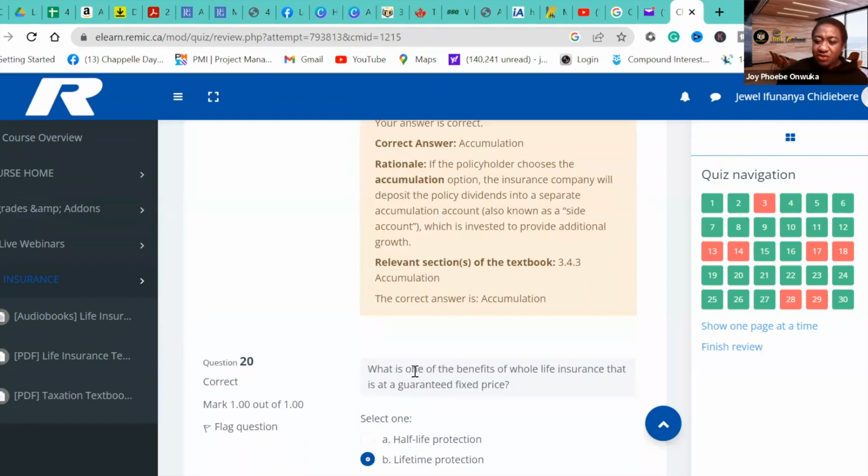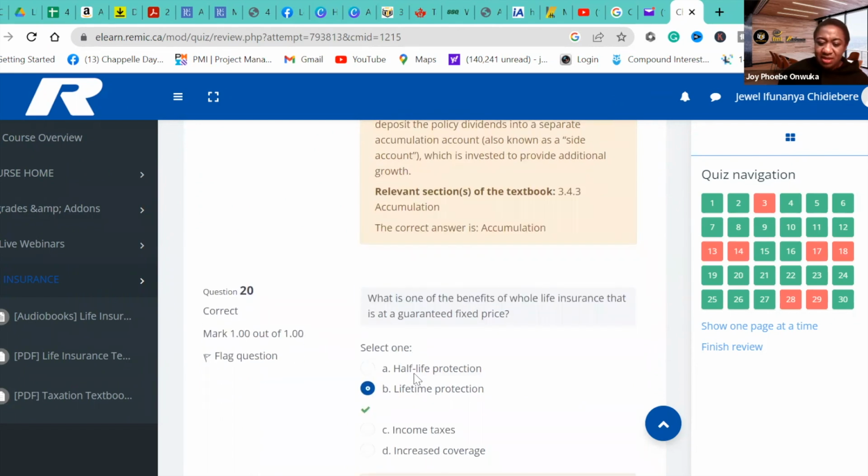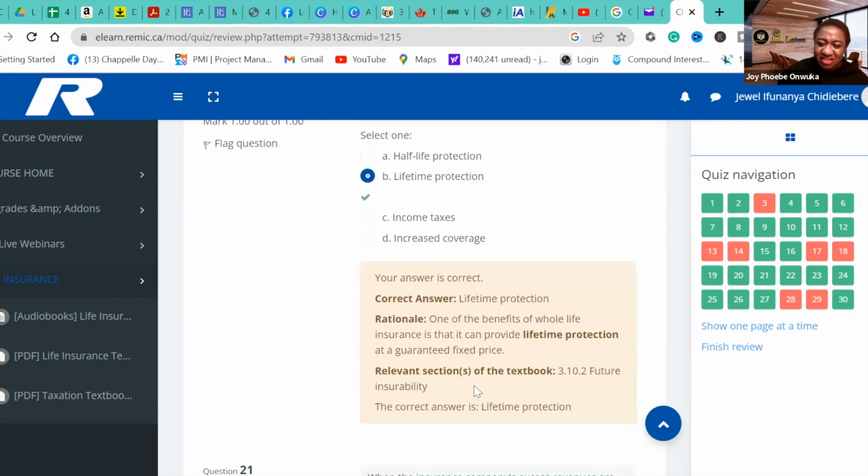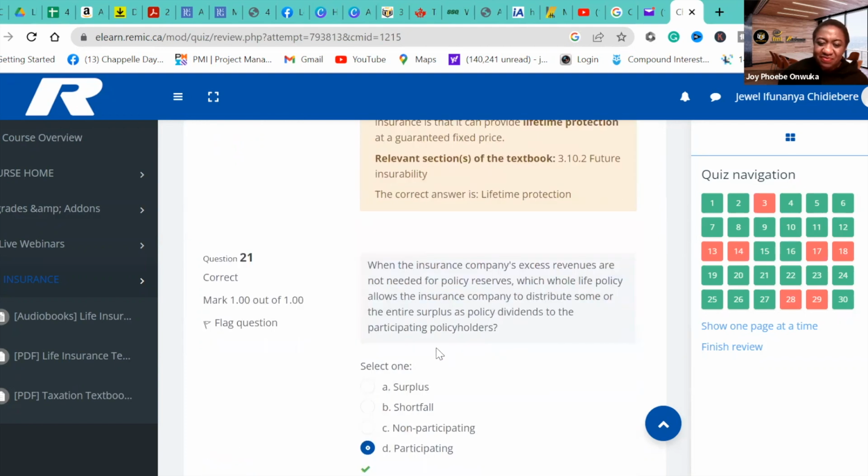Okay. Question number 20. Yeah, we got that one. The question is, what is one of the benefits of whole life insurance that is at a guaranteed fixed price, that is lifetime protection? And the rationale is that one of the benefits of whole life insurance is that it can provide lifetime protection at a guaranteed fixed price.